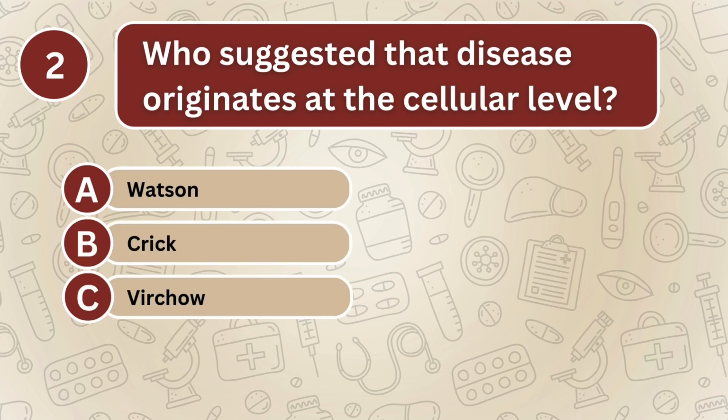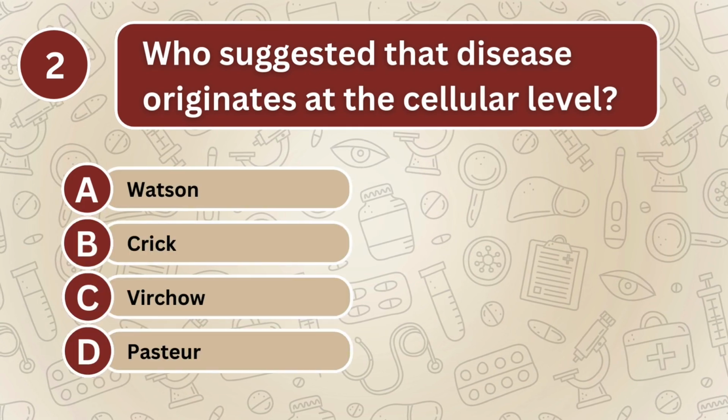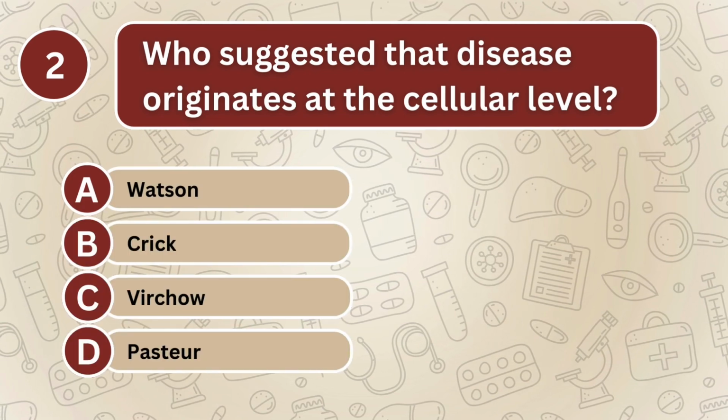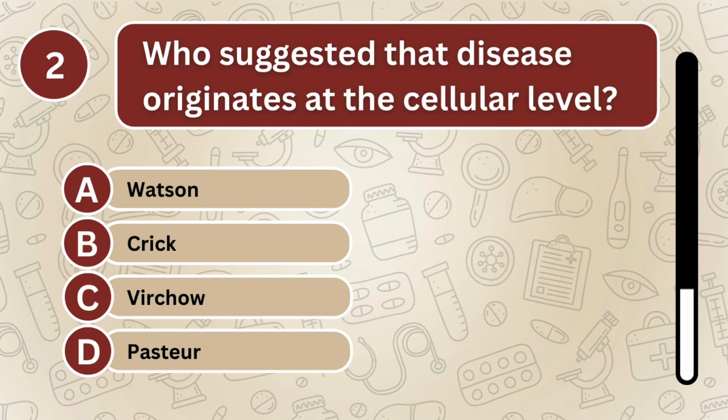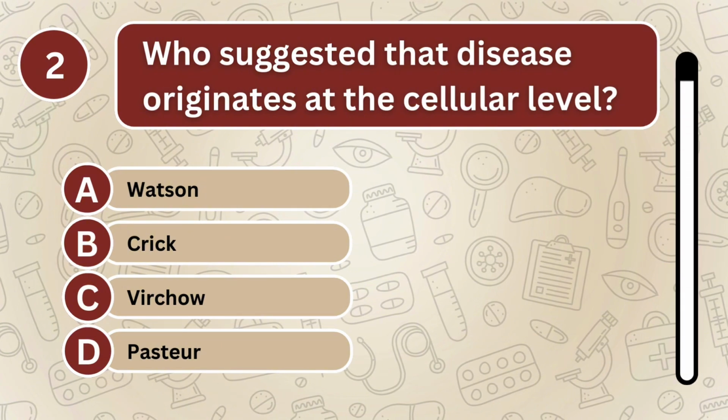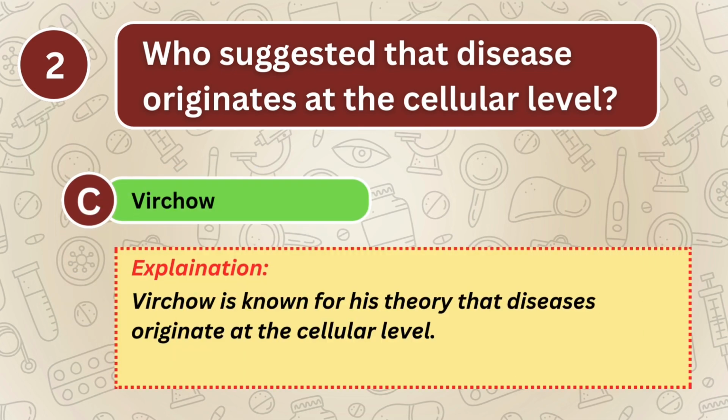Who suggested that disease originates at the cellular level? Watson, Crick, Virchow, or Pasteur? Correct answer is C. Virchow.